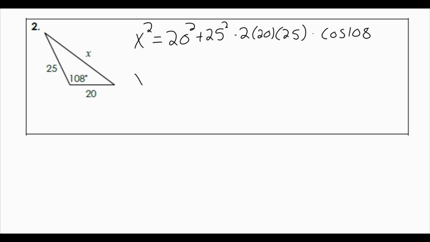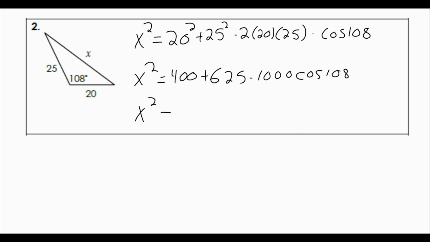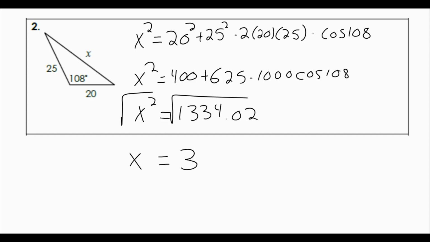Now simplifying this, I would have x squared is equal to 400 plus 625 minus 1000 cosine 108. x squared is equal to 1334.02. And then if I take the square root of 1334.02, I would get x is equal to 36.5. So my missing side is 36.5.